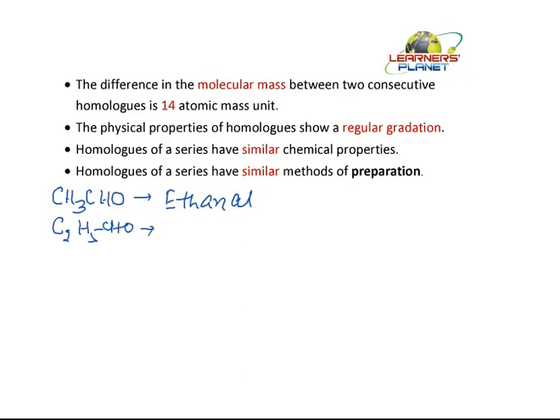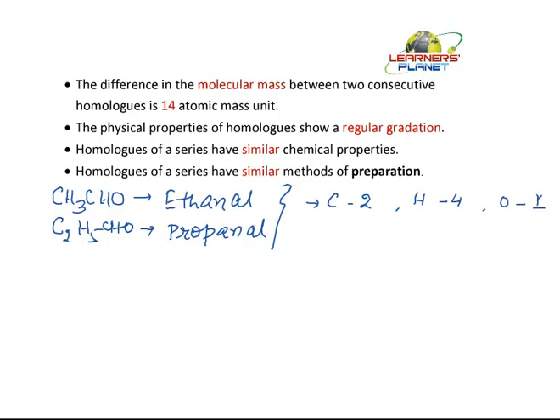How many carbon atoms are there? 3. What would be the root word? Prop. Okay. Single bonds between the carbon atoms, so an. And what would be the suffix? It is al. Now see the difference between these two. In ethanal, how many carbon atoms are there? 2. How many hydrogen are there? 4. How many oxygen are there? 1.